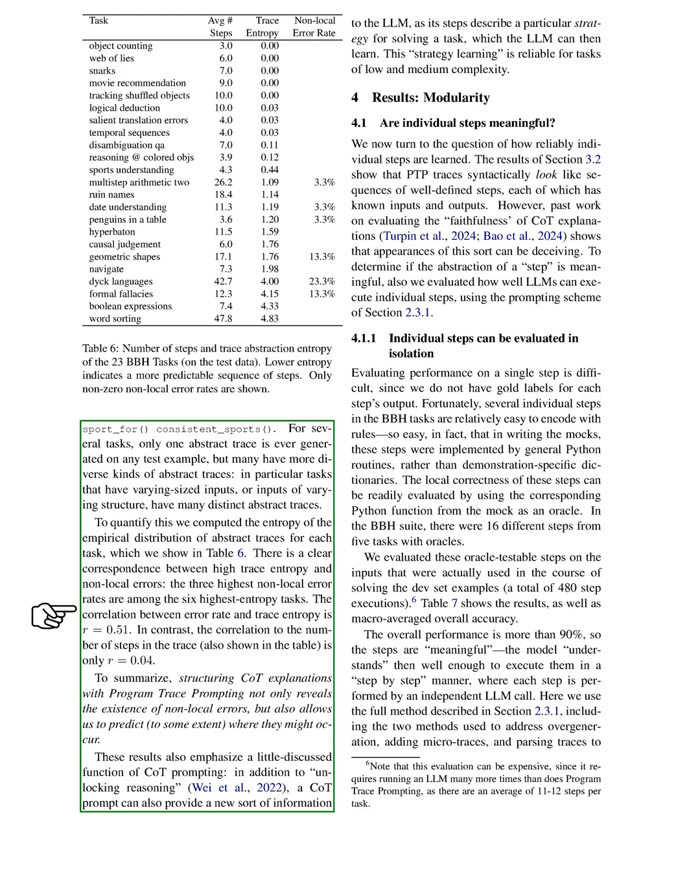We calculated the entropy of the distribution of abstract traces for each task, revealing a clear link between high trace entropy and non-local errors. The 3 tasks with the highest non-local error rates also had the highest trace entropy, with a correlation coefficient of 0.51. In contrast, the correlation between error rate and the number of steps in the trace was only 0.04. In summary, using PTP not only uncovers non-local errors but also helps us predict where they might occur.